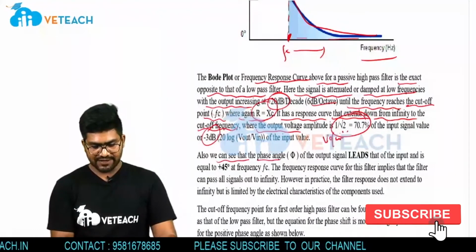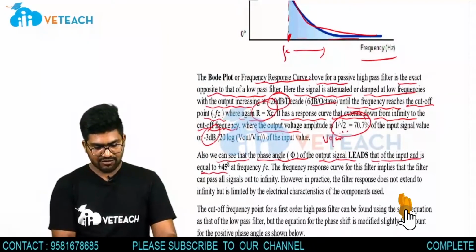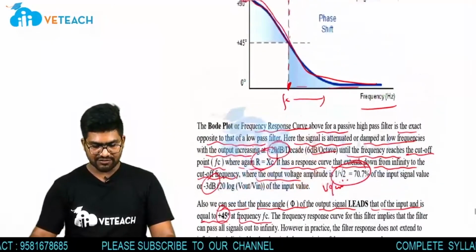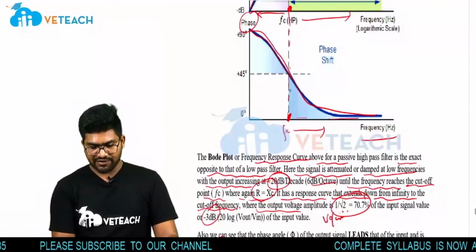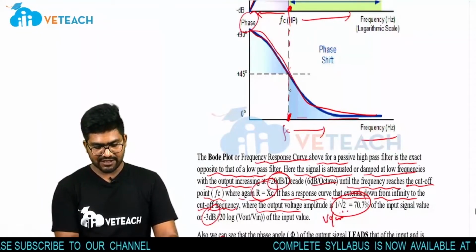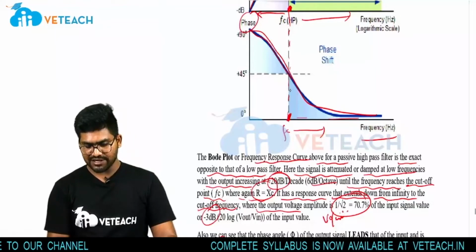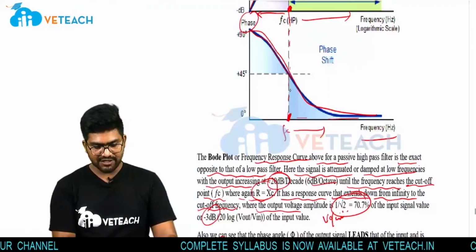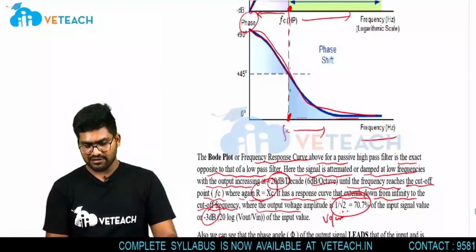Also we can see the phase angle of the output signal leads that of the input and is equal to 45 degrees at the corner frequency. So at the corner frequency, my phase angle is 45 degrees, right? The frequency response curve for this filter implies that the filter can pass all signals out to infinity. However, in practice, the filter response does not extend to infinity, but is limited by the electrical characteristics of the components used.